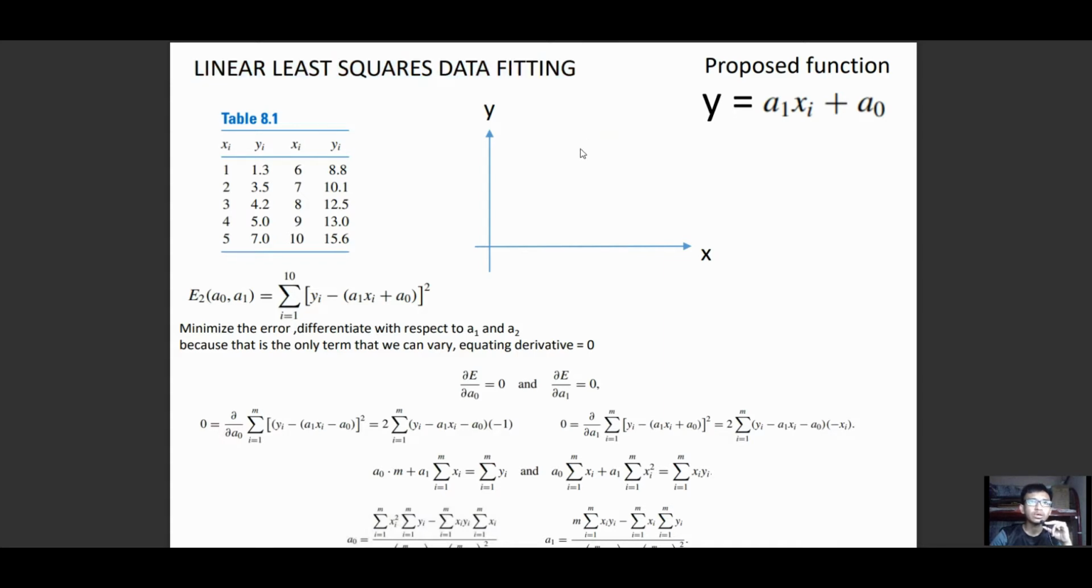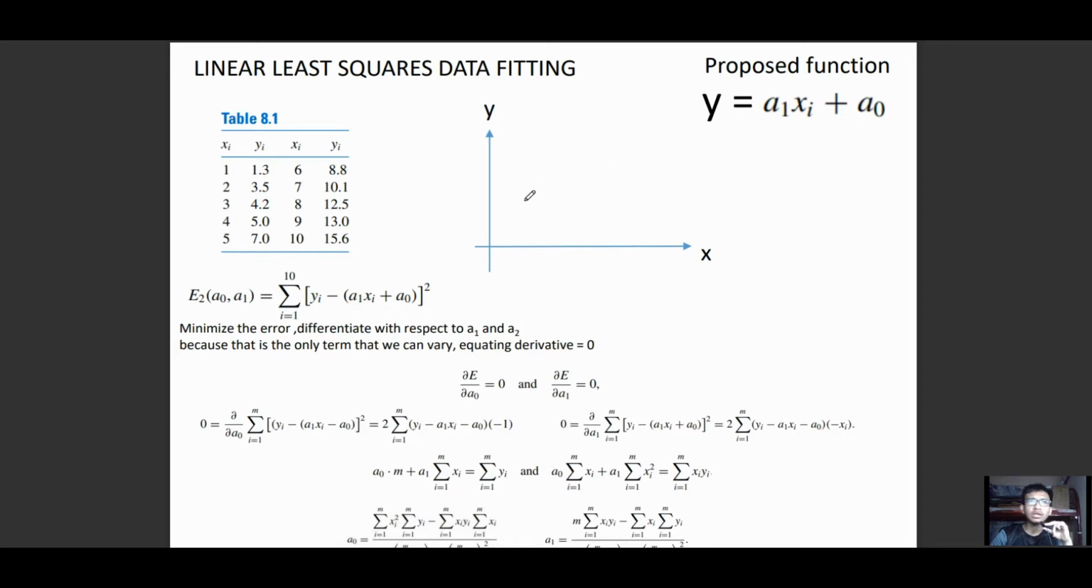So today we are going to discuss the topic linear least squares data fitting, or least squares fitting. Here we are given data and we need to fit this data into some function. From here we propose the function is a linear function. It is considered a polynomial also, where the degree is equal to 1.